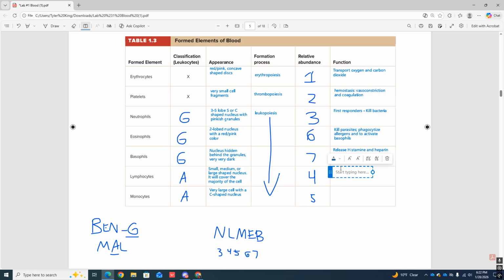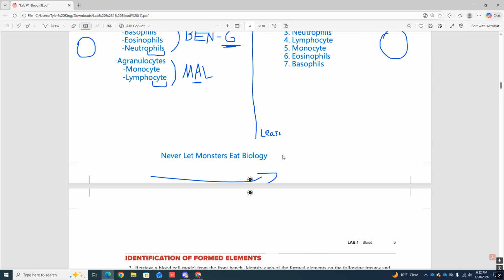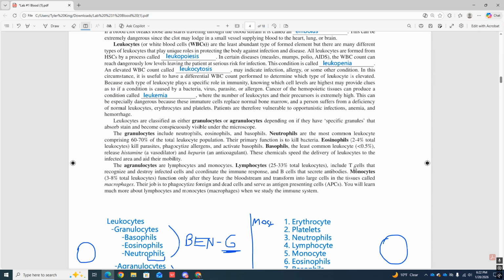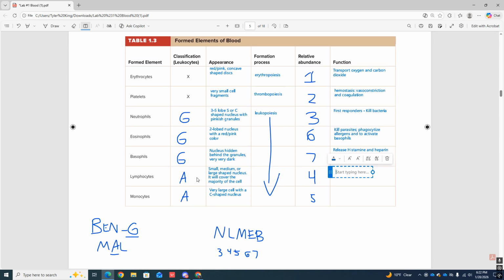All right, so we have lymphocytes here, okay? Lymphocytes can be broken down into T cells and B cells. That was mentioned on the last page here. T cells are the ones that recognize and destroy infected cells. So these guys are kind of like our commandos, our special forces, okay? So we'll say here, they help kill infected cells, all right?